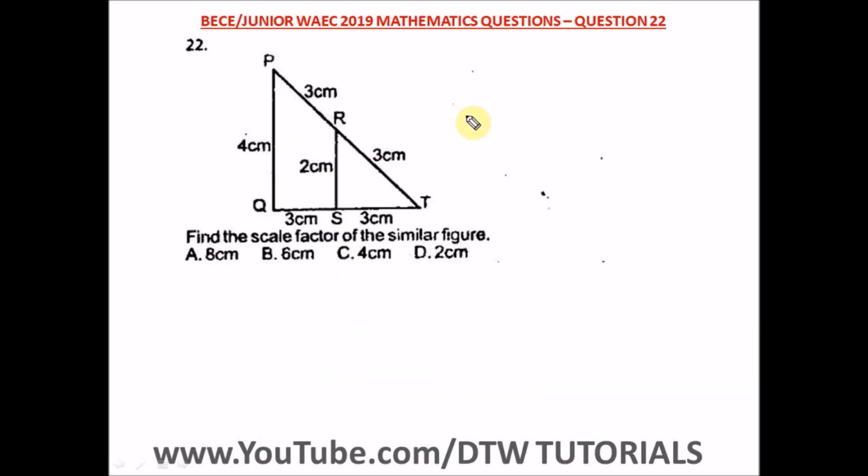Question 22 of the BECE Junior WAEC 2019 Mathematics Past Question. It says, find the scale factor of the similar figure. Here you can see we have a bigger triangle, which is triangle QPT, and we have a smaller triangle, which is triangle RST. So we're to look for the scale factor.